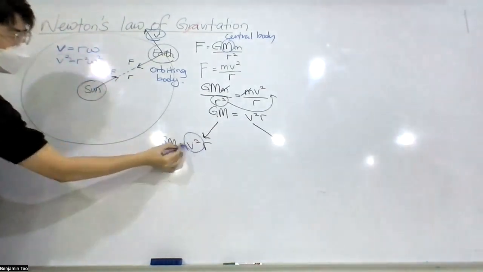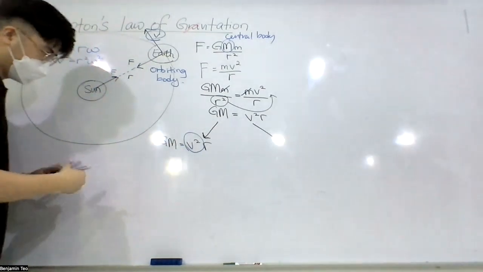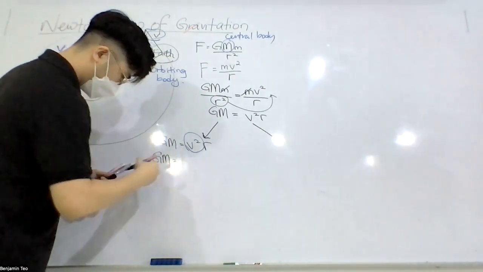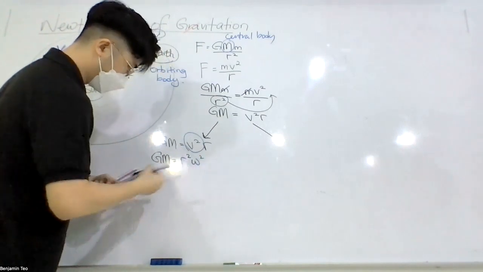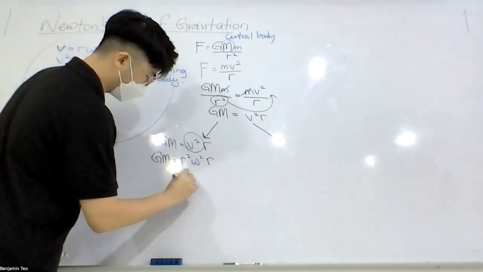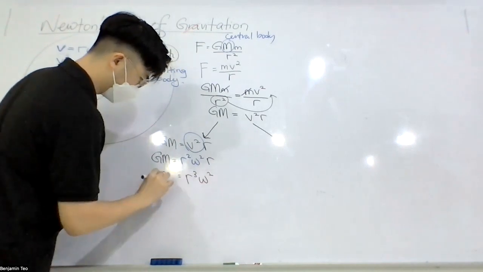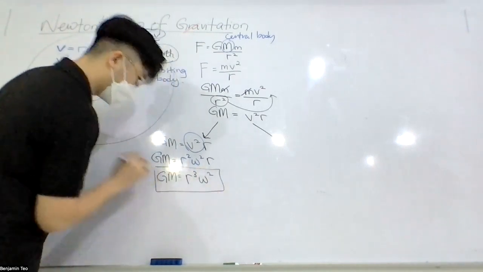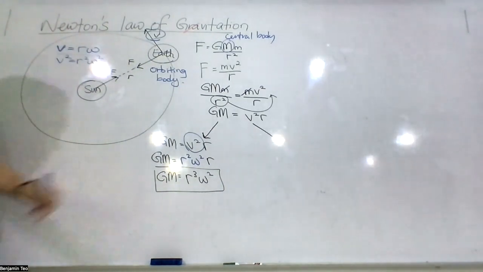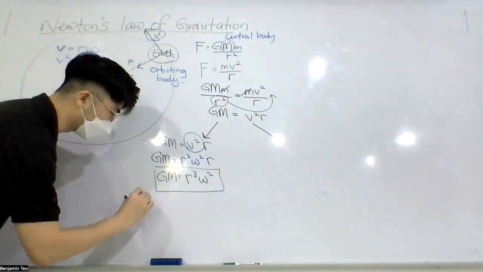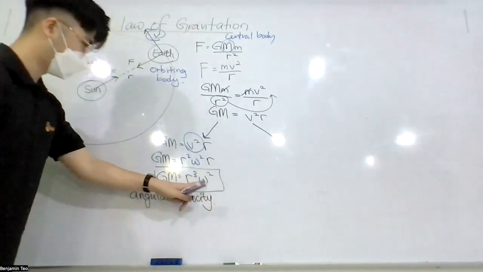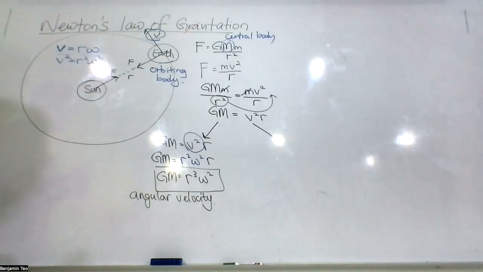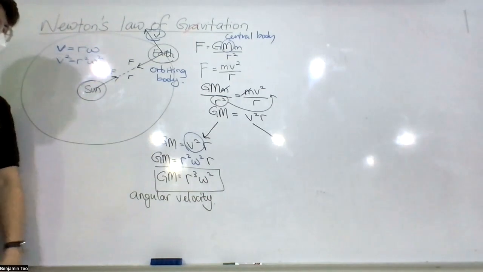Put it inside this one. So GM equals R squared omega squared into R. So this is R cubed omega squared. There goes your first equation. This is with the angular velocity inside. Whenever they ask for angular velocity, or they give you angular velocity, then you use this one.